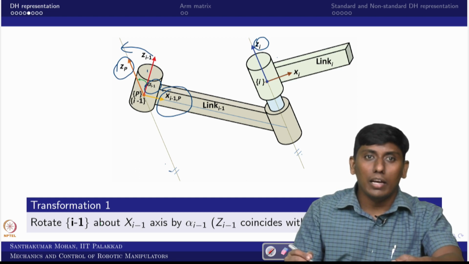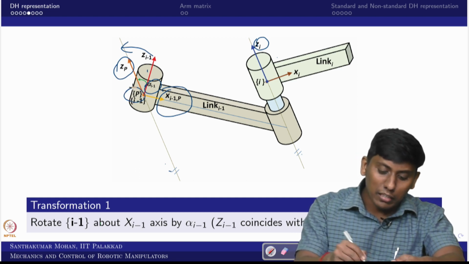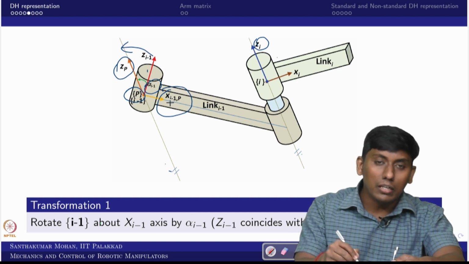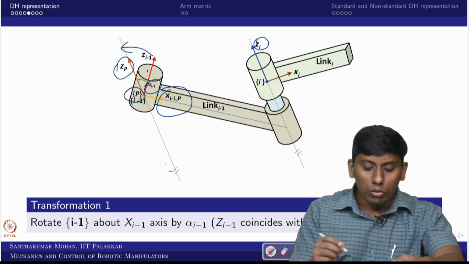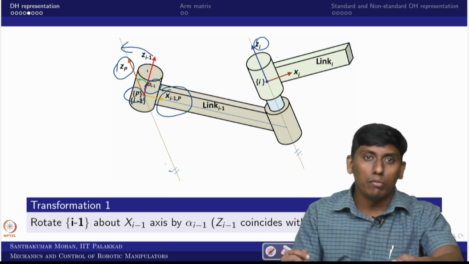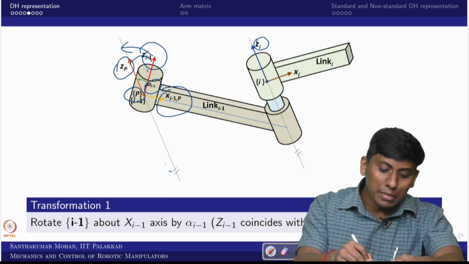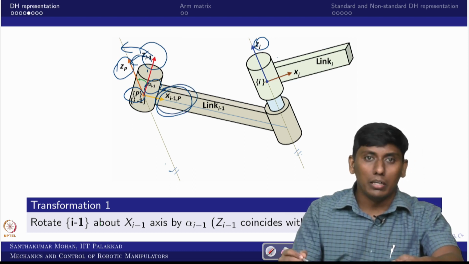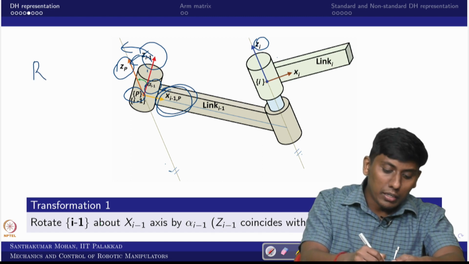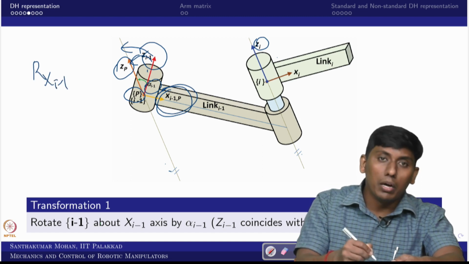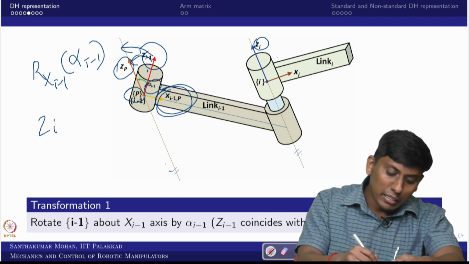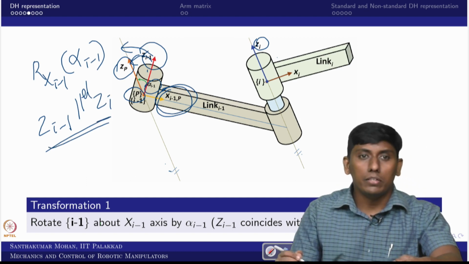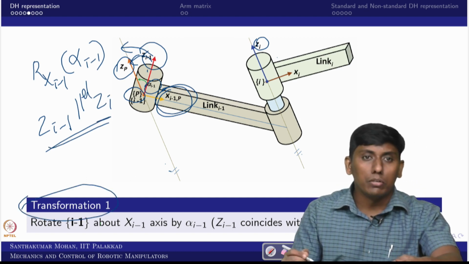Now since Zp has come, I am keeping that as a new coordinate. Because of that, we are keeping Xp parallel to Xi minus 1. So one transformation you have done is from Zi minus 1 to Zp with respect to Xi minus 1. You have rotated about Xi minus 1 by what angle? Alpha i minus 1. So you made Zi minus 1 parallel to Zi. This is the first operation, which we have written as transformation 1.